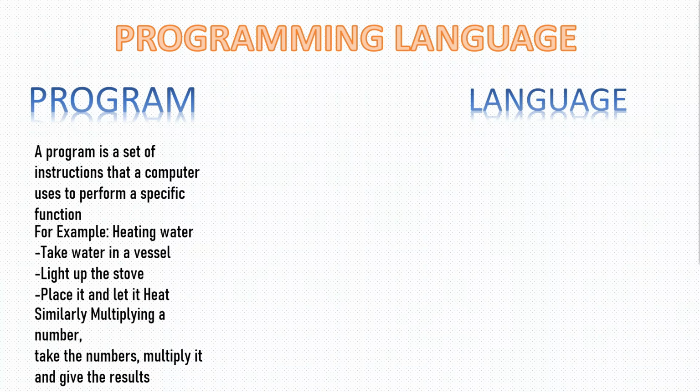In a programming language, for example, multiplying numbers: taking the numbers from user input or giving them in the program itself, multiplying the numbers, and giving the output. This is the step-by-step format in a programming language. This step-by-step set of instructions given to a computer so that it gives back the desired output is known as a program.